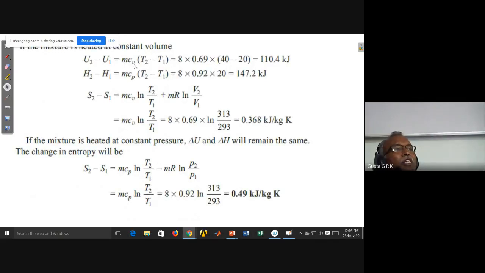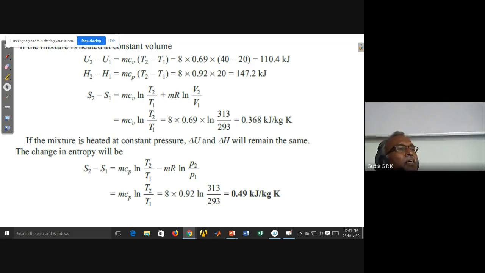So the change in internal energy of the mixture is m Cv delta T. This is the mass of the mixture, this is Cv of the mixture, and 40 minus 20. Similarly, the change in enthalpy is m Cp delta T, and I have to use the mixture values here. And the change in entropy is m Cv ln T2 by T1 plus m R ln V2 by V1. Or you can use m Cp ln T2 by T1 minus m R ln P2 by P1 also. So I can use one of the formulas, and this is the way I can find out the change in entropy.